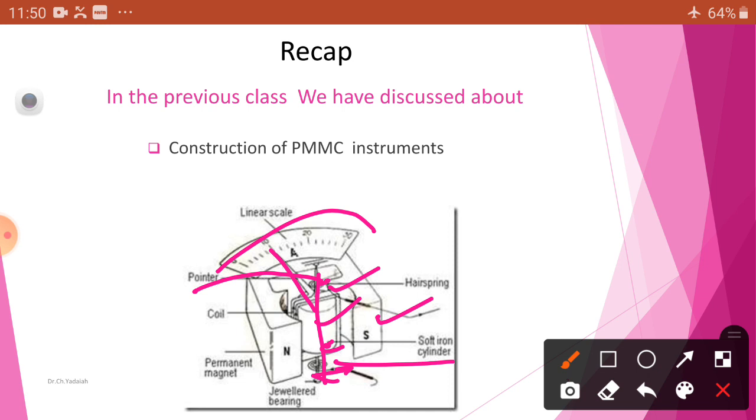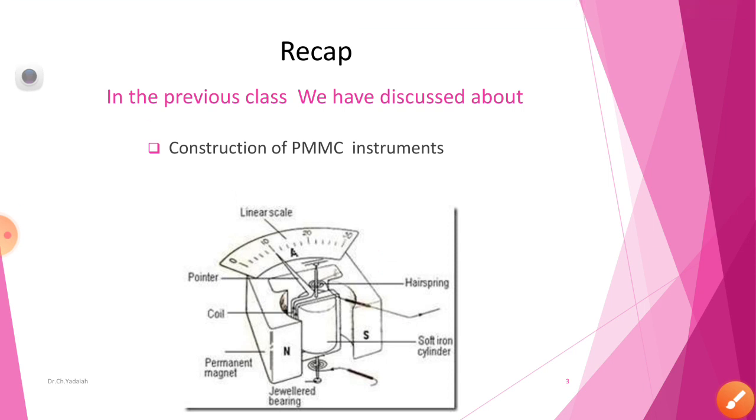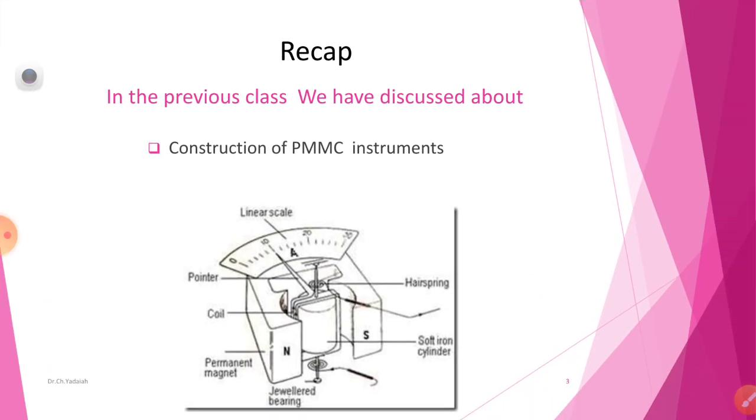That was the construction of PMMC. At the same time, we have seen the basic operation of PMMC also: how it will operate when input supply is given, and how it will show the corresponding reading. What is the voltage? What is the current? If it is used as an ammeter and voltmeter. Now, let us see in this class how this instrument can be used for measuring a large quantity.